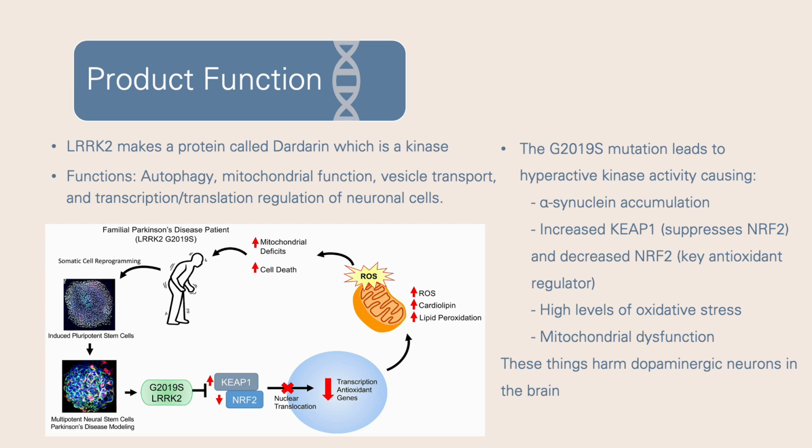One of the main causes of Parkinson's disease is a lack of dopamine, and dopaminergic neurons are what create dopamine.